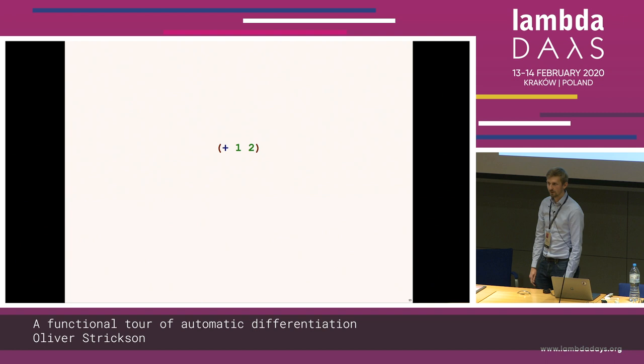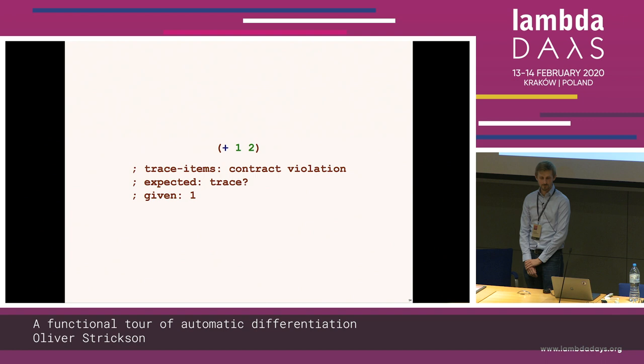Now we try doing a computation, and of course it doesn't work because I passed it a 1 and a 2, which aren't actually traces; they're just values. So what's gone on there? Or what can we do about it?